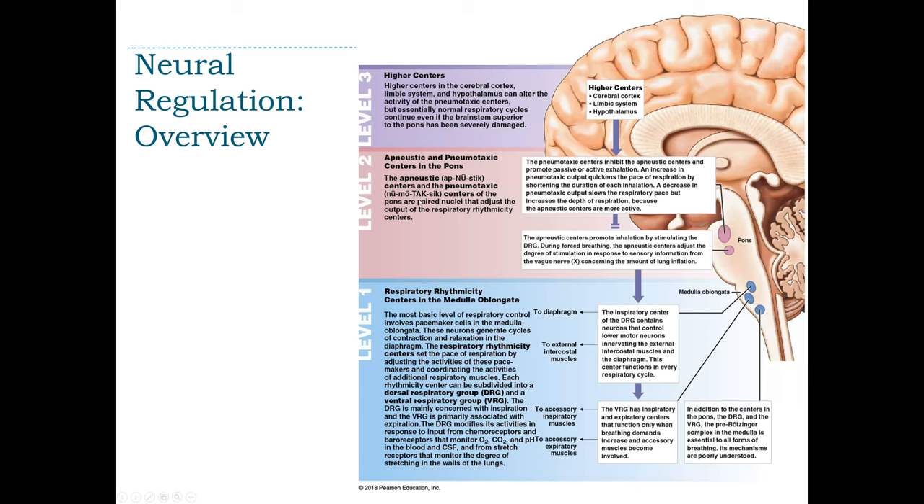The pons is the second level, and so the pons can control the activity of the centers in the medulla oblongata. So the apneustic centers promote inhalation by stimulating the DRG, and the pneumotaxic centers can inhibit the apneustic centers to encourage exhalation. And then you have the higher centers in the brain, like your cerebral cortex, your limbic system, and your hypothalamus, in which you can exert conscious control over your breathing patterns.